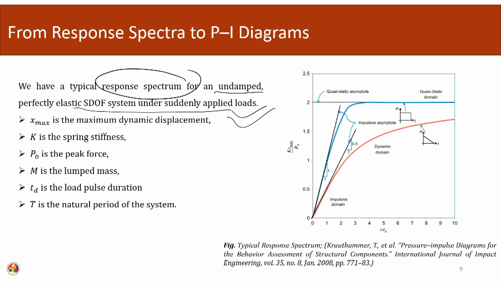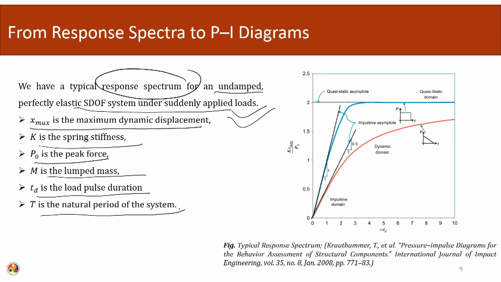X max is the maximum dynamic displacement. Here we can write the X max, where K is the spring stiffness, P naught is the peak force, M is the lumped mass, Td is the load pulse duration and T is the natural period of the system. Here also we can see the curve for a dynamic zone, the impulsive load asymptote curves and the quasi static curves.